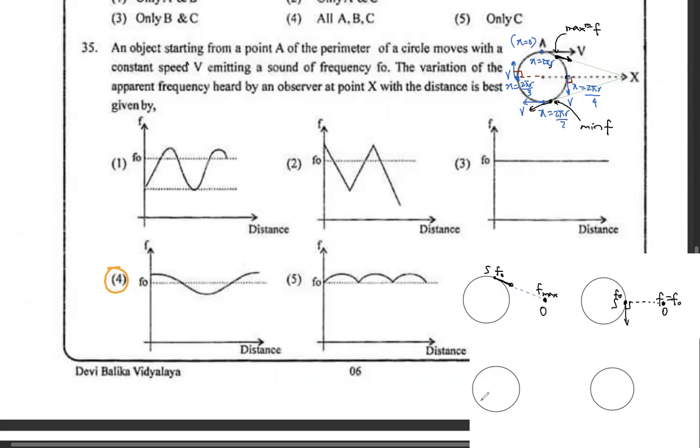And then after a while, when the object goes away from the observer, this is the source, and the observer will be hearing minimum frequency. So see, f max, f naught, f minimum, f naught. Understood?